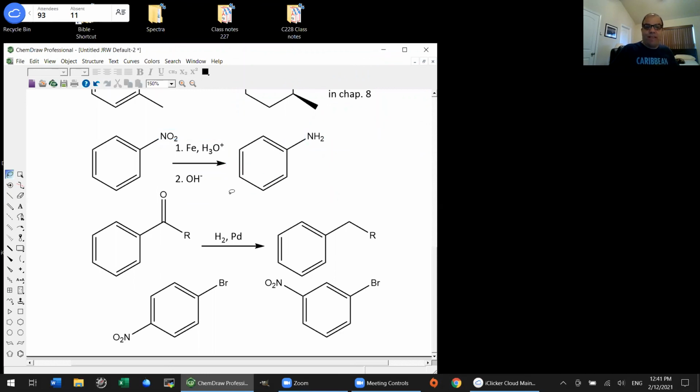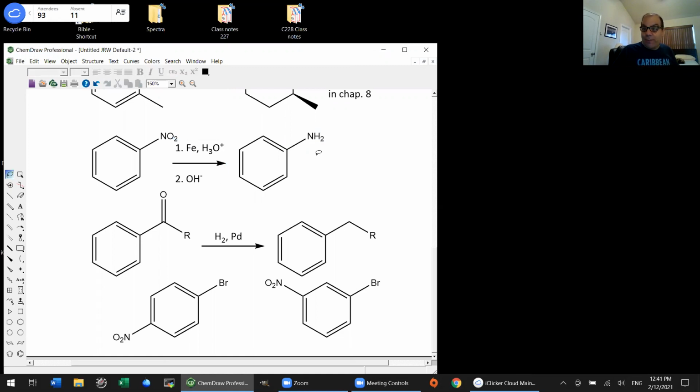One uses iron metal. Please notice that's iron 0, elemental iron, iron metal. I think it would come as a fine dust. That would be my guess as to what you would use. You also need aqueous acid, and then that will require an alkaline workup, because this is a similar idea to what we had before with the phenol, and we kind of turned it on its head.